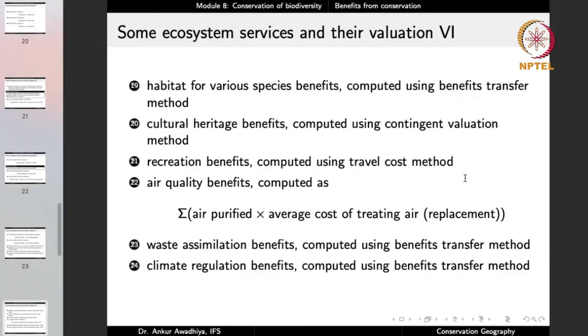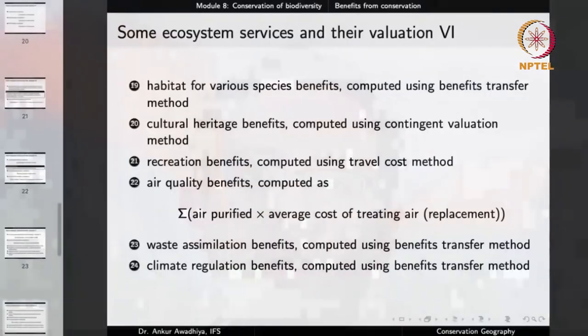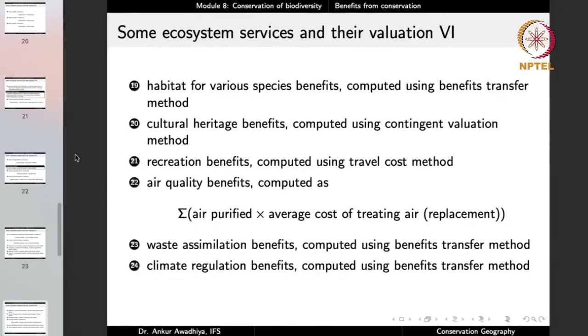We can compute recreation benefits using the travel cost method, meaning how many people are coming to visit a particular protected area, how much money are they spending, because the people will have to spend money for travel, for accommodation, for food, for getting entry into the protected area. They will have to pay a cost for transportation, say the cost of gypsies, they will have to pay the cost of hiring a guide, hiring a driver, and so on. So what is the amount of money that people are spending? Now, of course, the value that these people are getting out of the protected areas is greater than the value that they are spending, and only if the value that people get is more than the amount they spend, will they spend the amount. And so we can make use of the travel cost method to compute the recreation benefits.